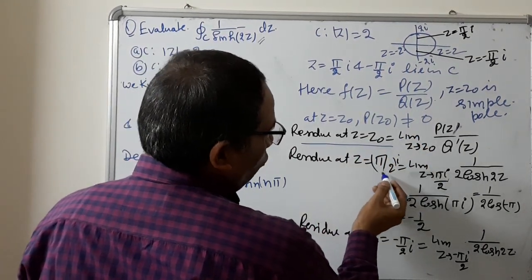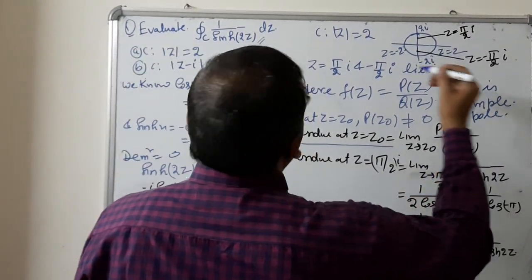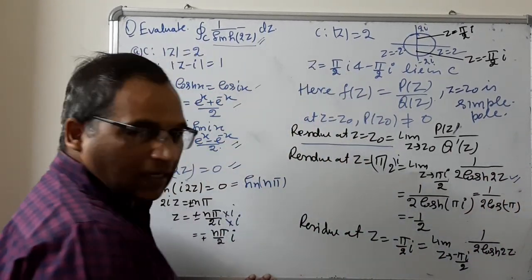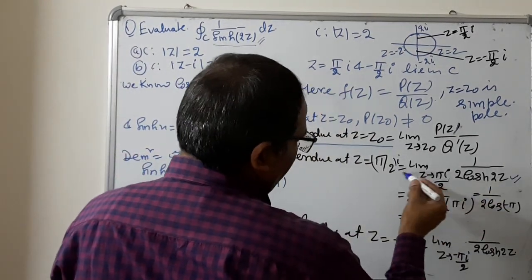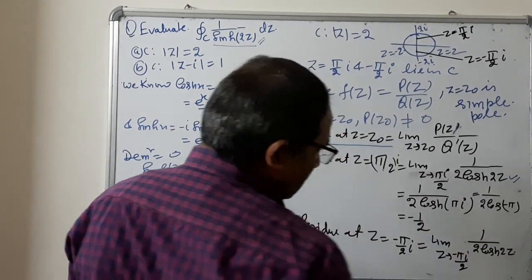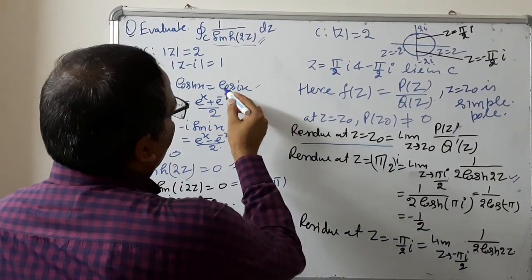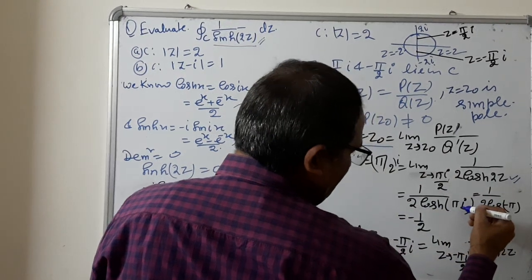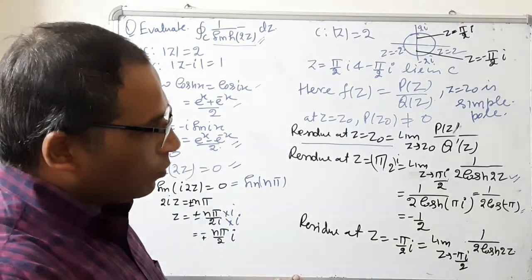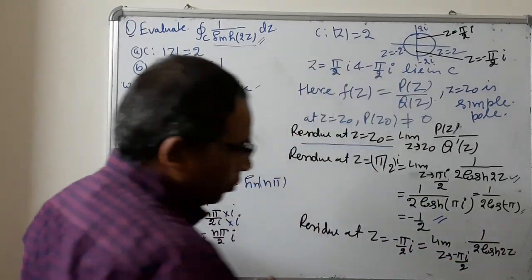First, the residue at z equal to pi i by 2. The limit z tending to pi i by 2, the differentiation of sinh 2z can be written as 2 cosh 2z. Put the value of z here, we get pi i by 2. The 2 cancels out, giving 1 upon 2 cosh(pi i). The value of cosh is cos of ix, so i into i is minus 1, and that means 1 upon 2 cos(minus pi). Cos of minus theta in the fourth quadrant is positive, and the value of cos pi is minus 1. The value is equal to minus 1 upon 2.